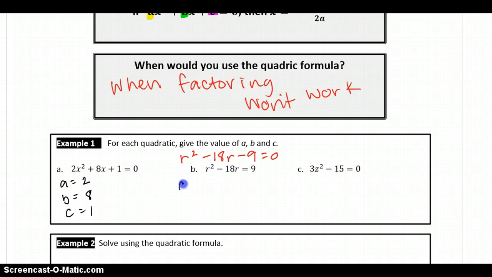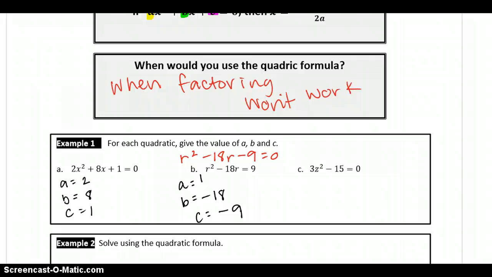So I'm going to write my a, b, and c. A is the number in front of x squared, or in this case in front of r squared. What number is in front of r squared? 1. There's no number there, but we can assume we can just put a 1 there. Okay, what's my b? Negative 18. And my c is negative 9. Right? Straightforward enough. Just finding a, b, and c.